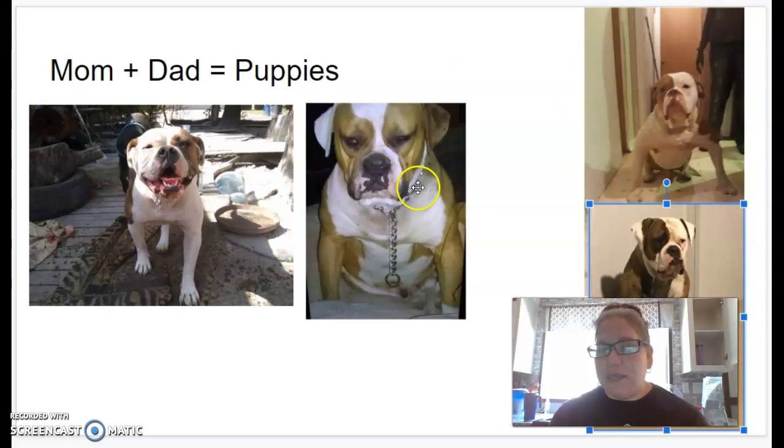So you can see it. They also have a white chest. This one has a white chest. My dog has a white chest. So they are having some combinations of these genes.